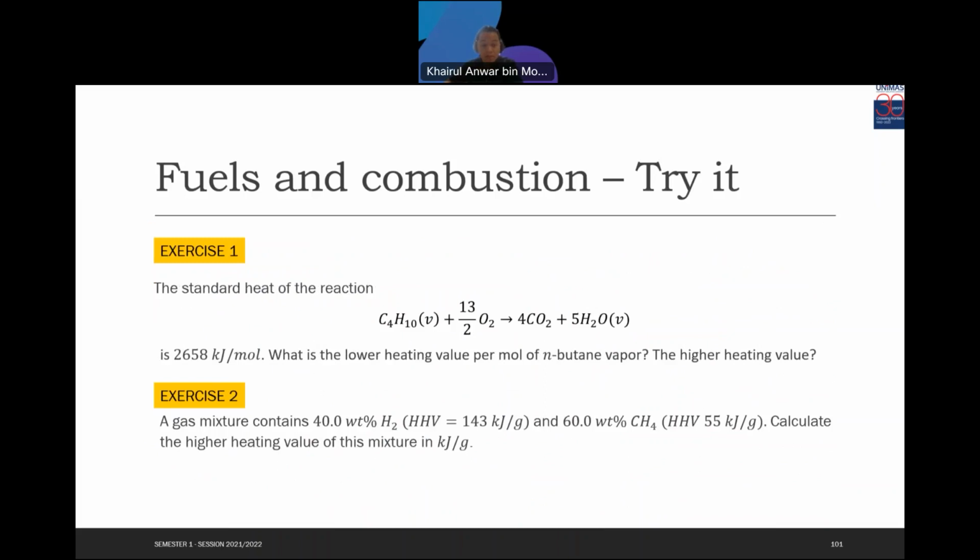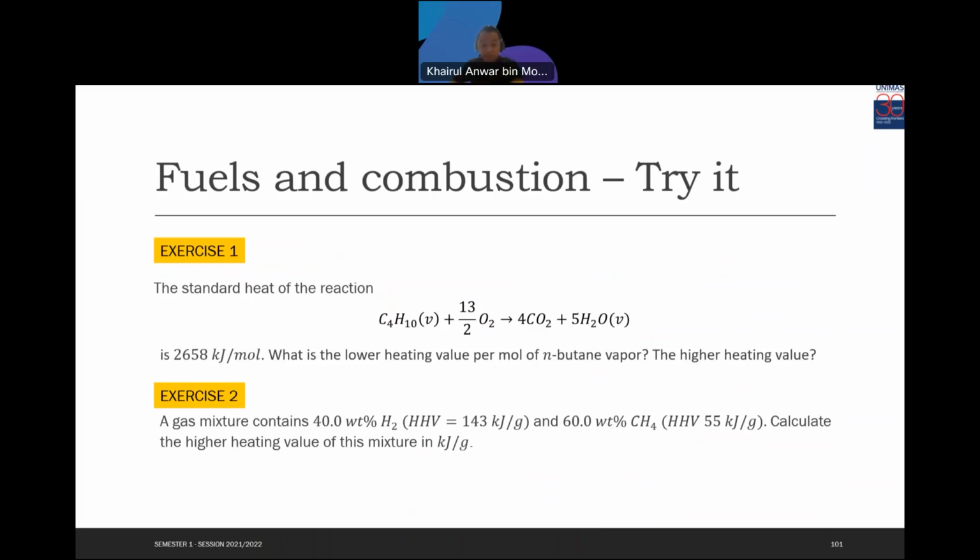Exercise 2: the gas mixture contains 40 weight% H2, HHV equal to 143 kilojoule per gram, and 60 weight% CH4, HHV 55 kilojoule per gram. So here I'm using a mass fraction. Calculate the higher heating value of this mixture in kilojoule per gram.